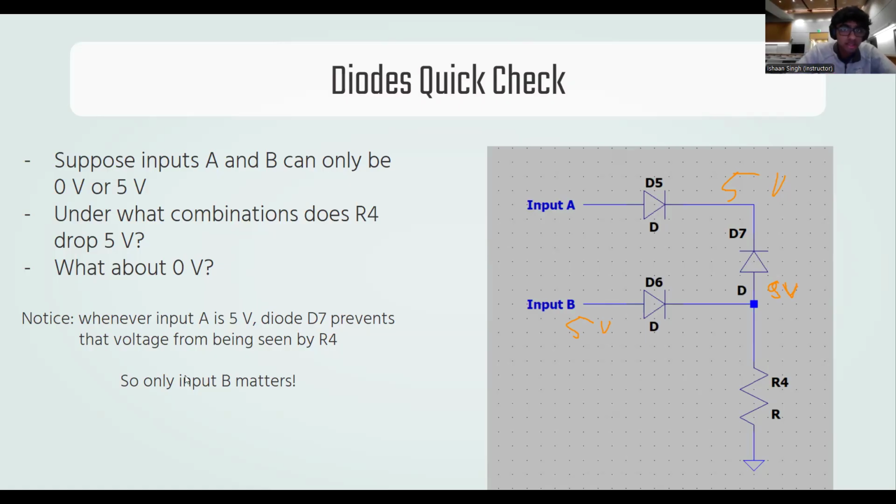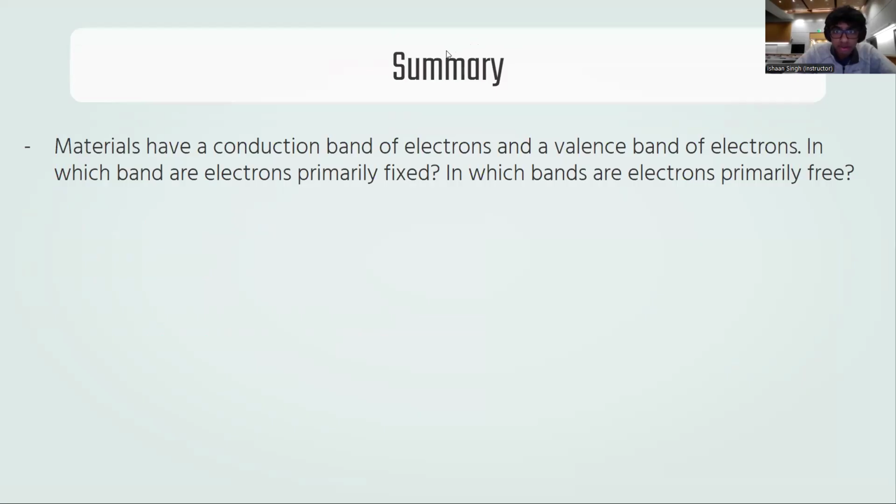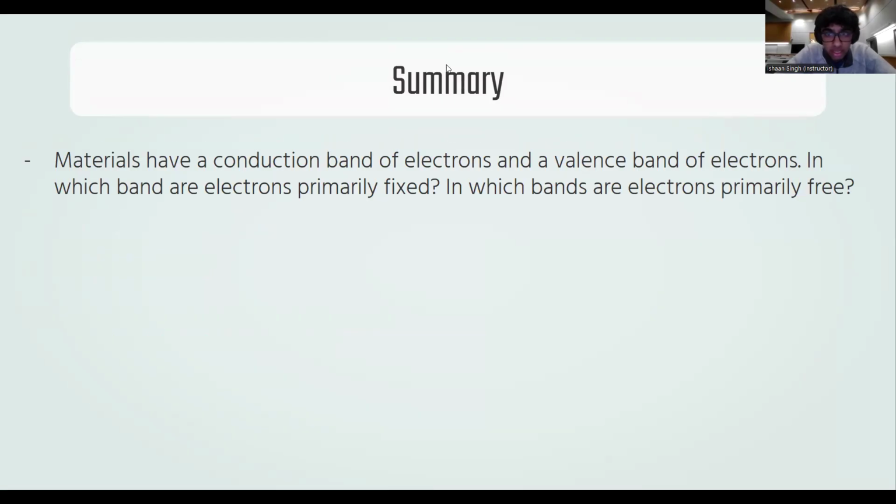Okay? So let's just recap what we've learned today. All materials have a conduction band of electrons and a valence band of electrons. In which of those bands are the electrons fixed, and in which of those bands do the electrons like to bounce around and freely float? Go ahead and answer. Someone can unmute and say it, or in chat or whatever.